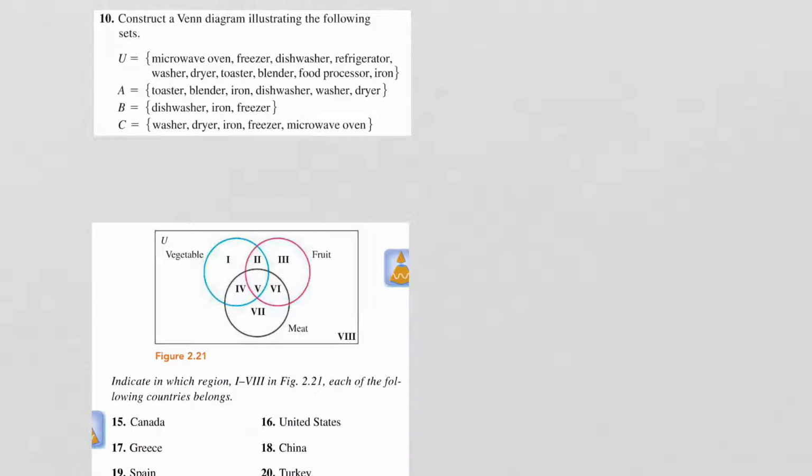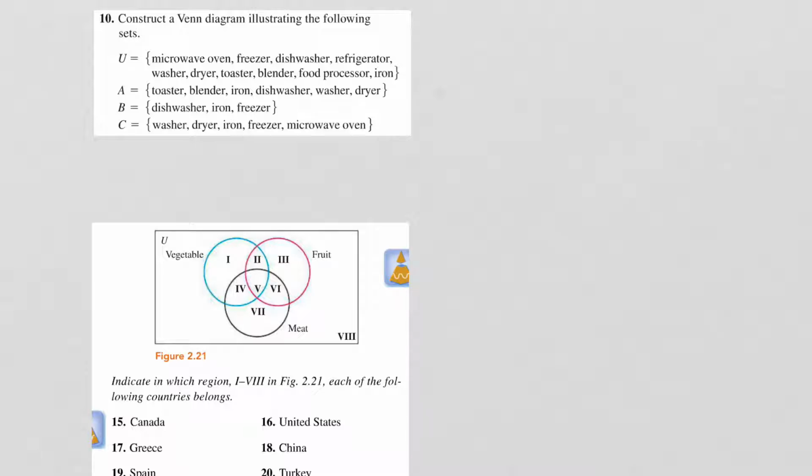Number 10 is construct a Venn diagram illustrating the following sets. So we have the universal set with items in it. This is just an example where it does not have to be numbers or letters. It could be items. So here we have microwave oven, freezer, dishwasher, refrigerator, washer, dryer, toaster, blender, food processor, and iron in the universal set. Then you have the three subsets, A, B, and C. So construct the Venn diagram using the following sets.